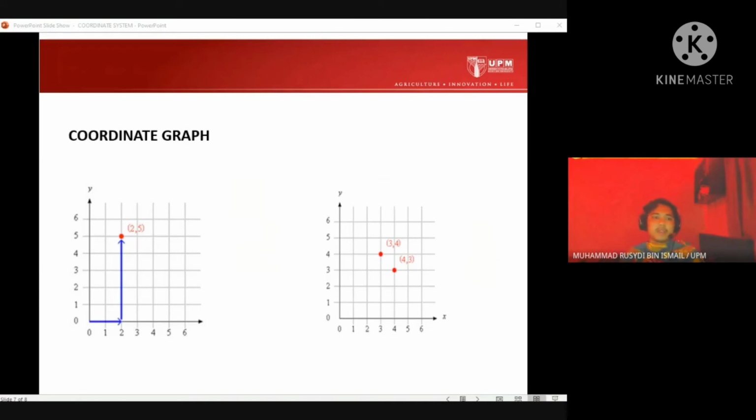As you can see in the picture, the location of 2, 5 is shown on the coordinate grid below. The x-coordinate is 2 and the y-coordinate is 5. Move 2 units to the right on the x-axis and 5 units up on the y-axis.